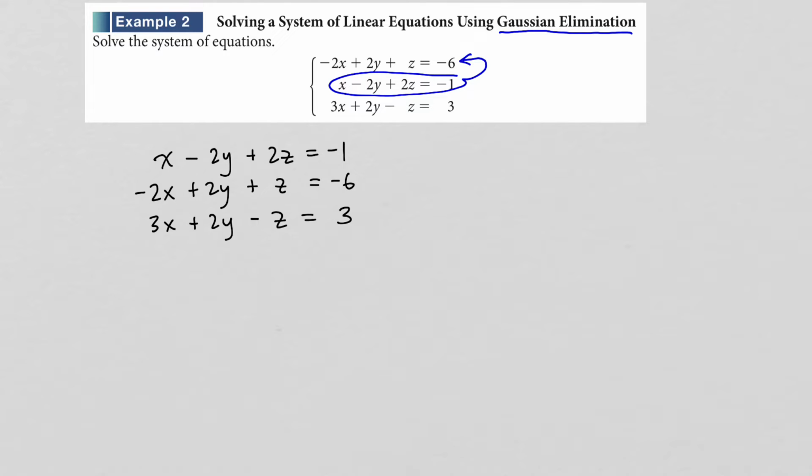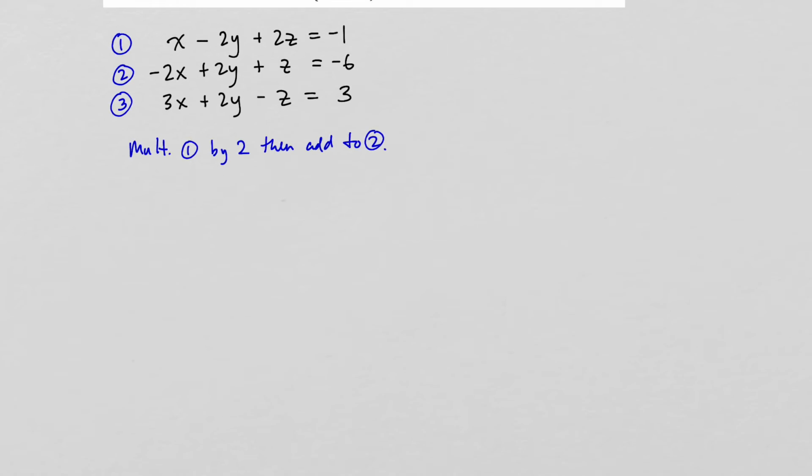Now for reference, for the rest of this problem, I'm going to number these equations so that we can talk about first equation, second equation, third equation. So this is the first equation, this is the second equation, and this is the third equation. So what I'm going to do here is multiply equation number 1 by 2, then add that result to equation number 2. So let's go ahead and go through that process.